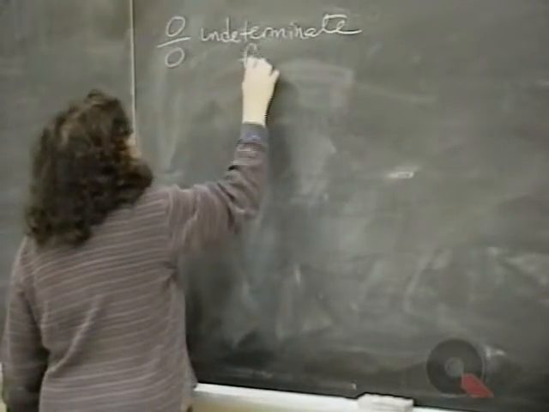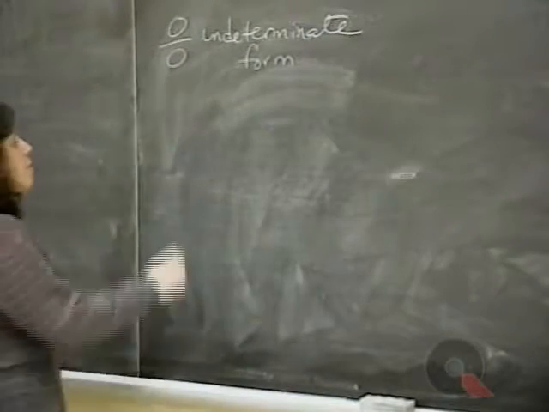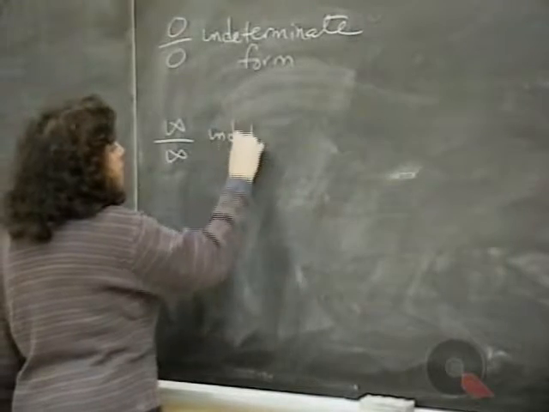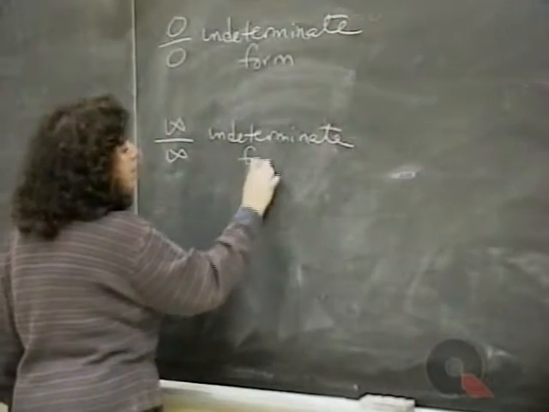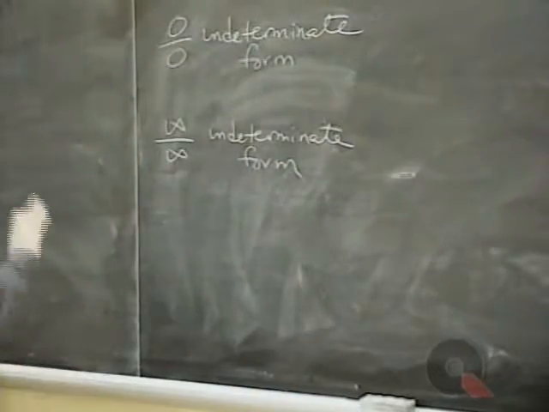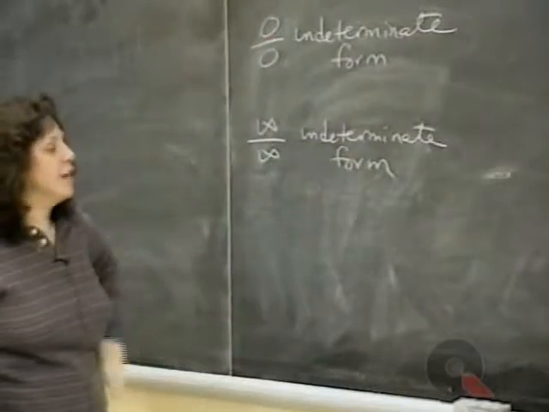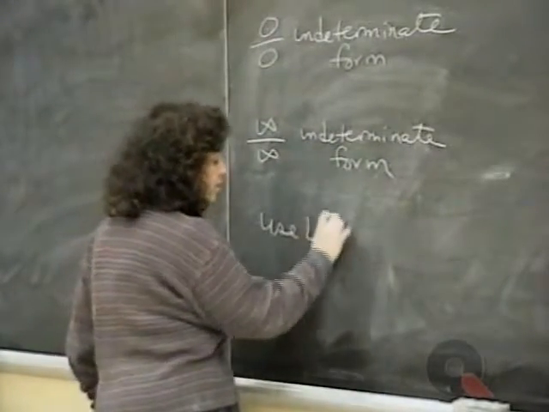There are other indeterminate forms. There's a 0 over 0 indeterminate form, and there's also the infinity over infinity indeterminate form. On either of these, if it was 0 over 0 or infinity over infinity, and I'll give an example of that in a moment, you may use L'Hopital's rule directly.